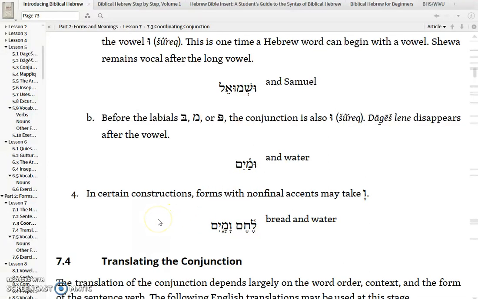Now, there are certain constructions where they don't really follow the rules, particularly when you have two words connected by and that are closely connected with each other. It'll sometimes take a kamatz under the vav. So here you have the word for bread, which is lechem. So lechem and mayim, bread and water. And where those two words are closely connected together, instead of getting the u, which is what you'd expect, you end up with a vav with the kamats under it. And these would have to be learned individually since they would be hard to predict.